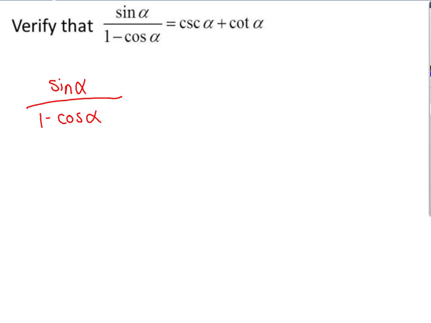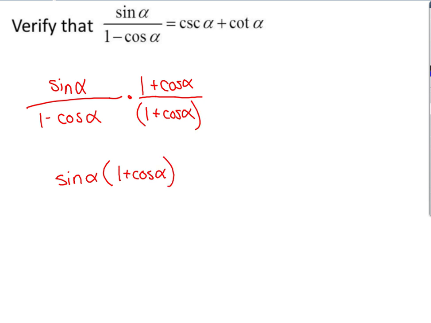So let's start on the left side, try to make it look like the right side. Now we need to get that subtraction out of the denominator. To do this, we're going to multiply by the conjugate. And the conjugate is the same values, just the opposite sign. So I'm going to have 1 plus the cosine of alpha instead. In the numerator, that's just going to leave me with sine of alpha times 1 plus the cosine of alpha.